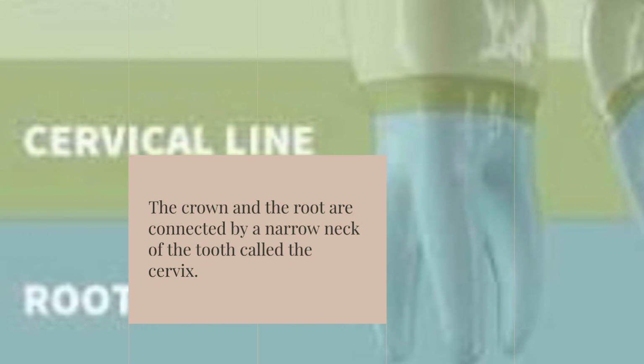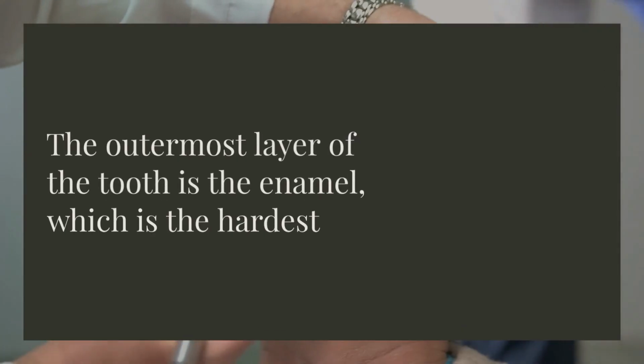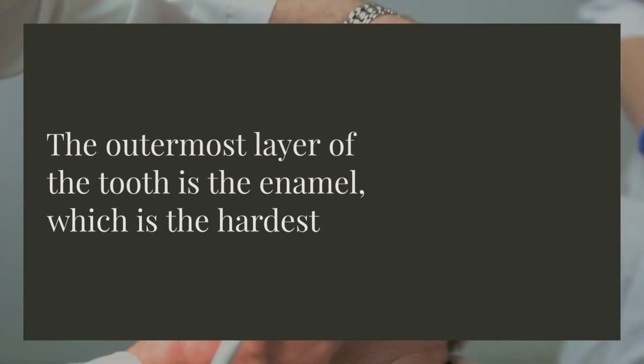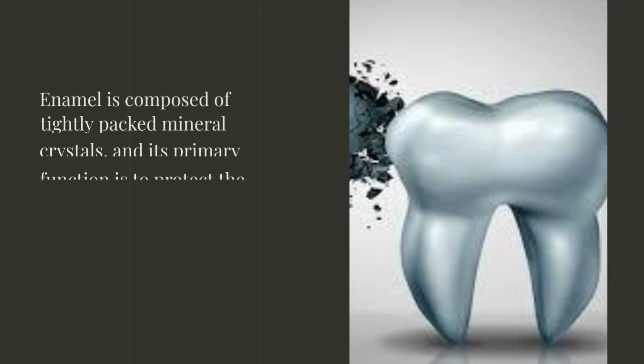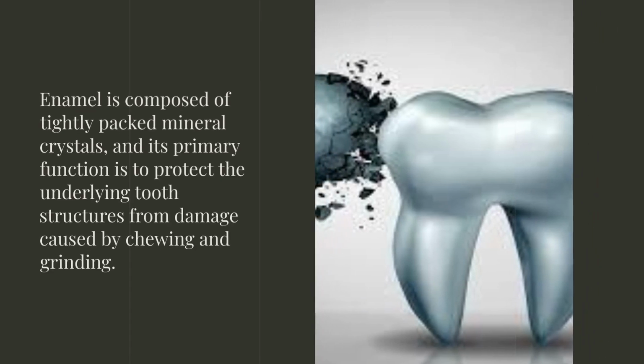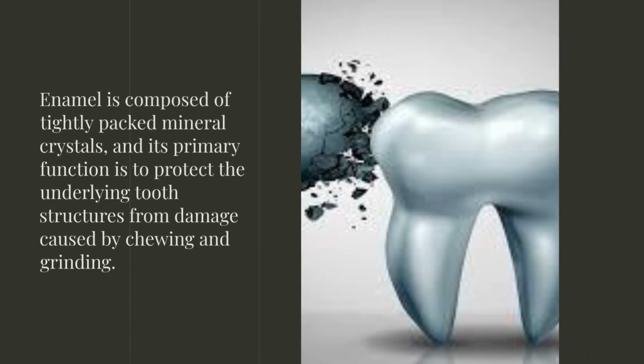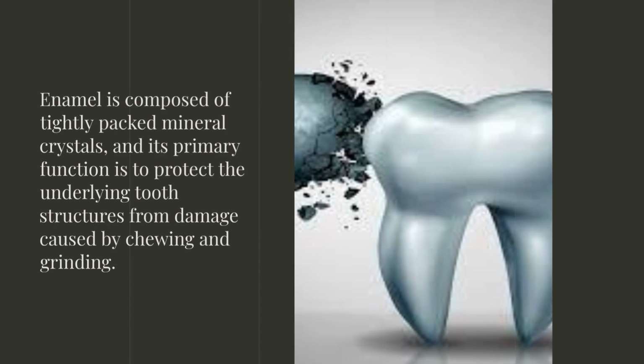The outermost layer of the tooth is the enamel, which is the hardest substance in the human body. Enamel is composed of tightly packed mineral crystals, and its primary function is to protect the underlying tooth structures from damage caused by chewing and grinding.